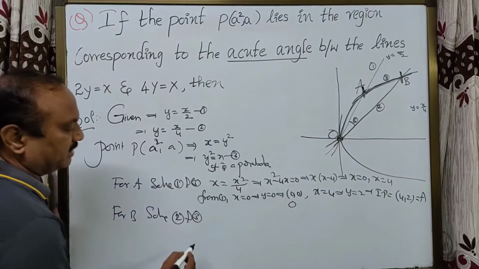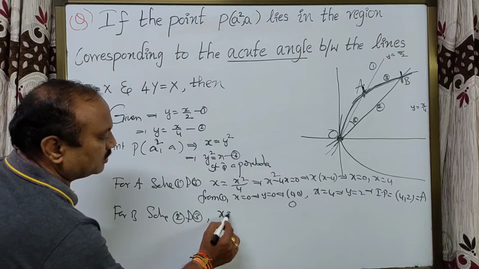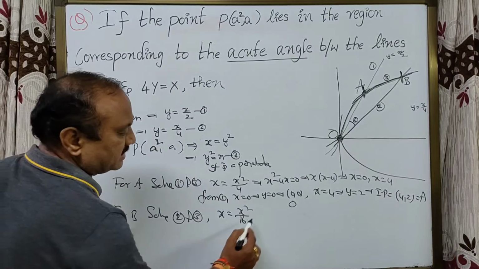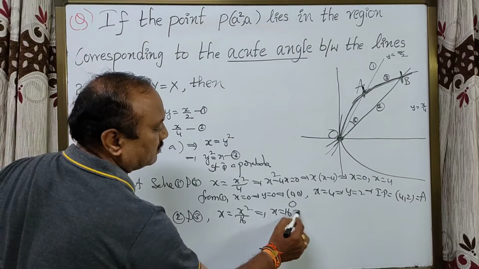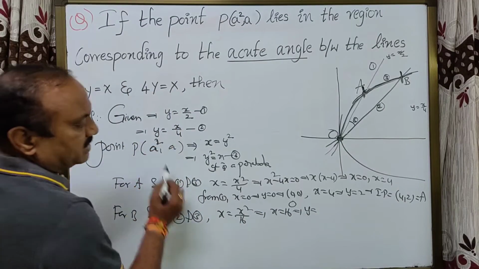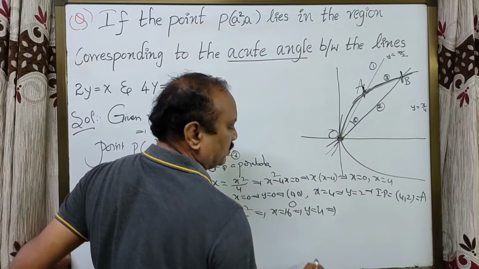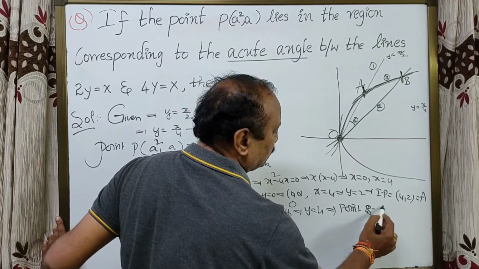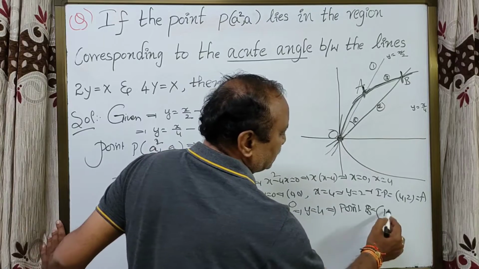Substitute y value in equation 3. x equals x square by 16, one x getting cancelled, x equal to 16. Then y equal to 16 by 4, which means y is 4. Therefore, point B equal to (16, 4).